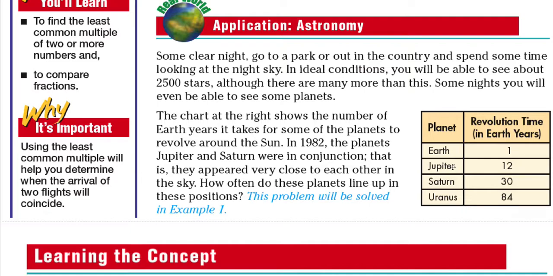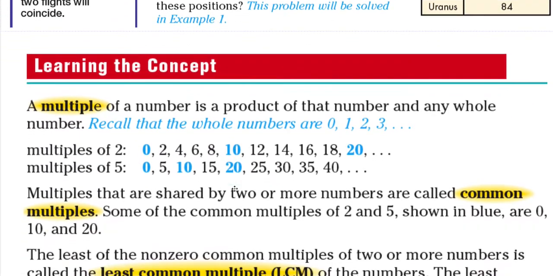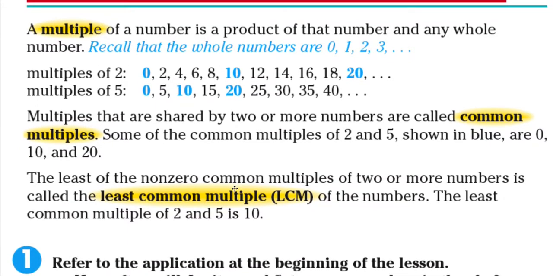Let's take a look at how we are going to answer the question. First, let's talk about a multiple. A multiple of a number is a product of that number and any whole number. That's the definition, and you need to write this down in your notebook. Let's recall that whole numbers are 0, 1, 2, 3, 4, 5, and so on and so forth.